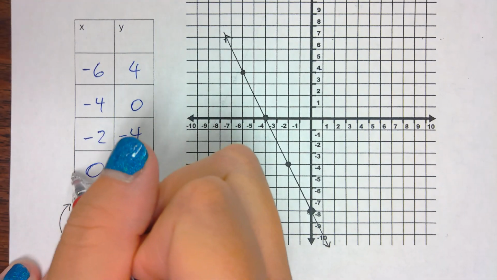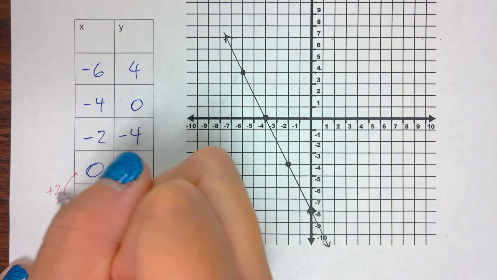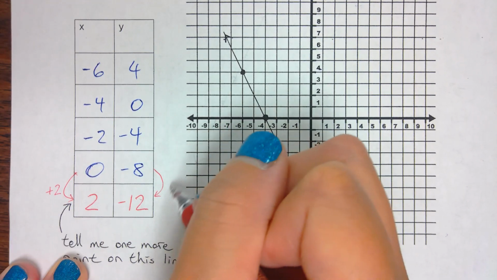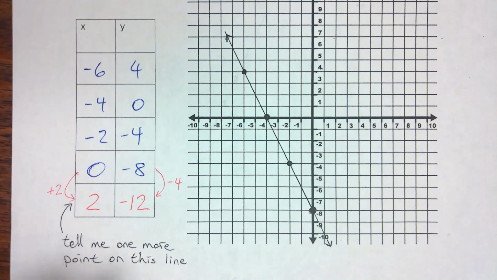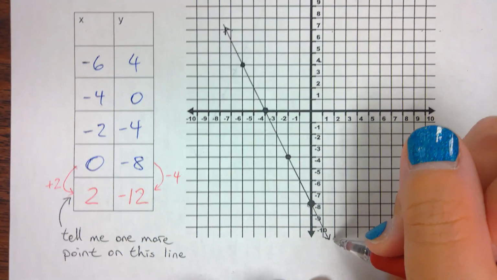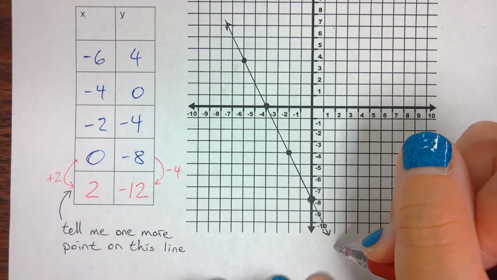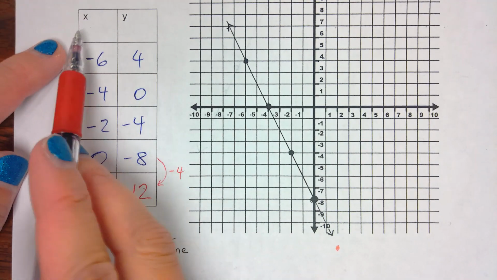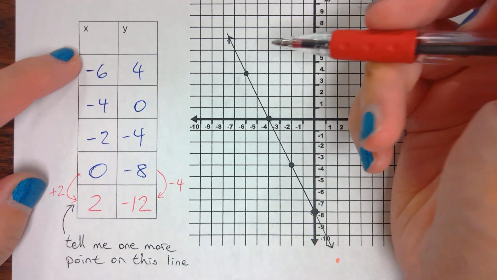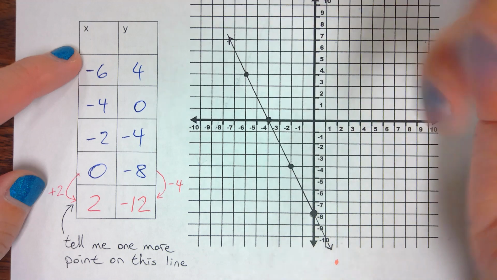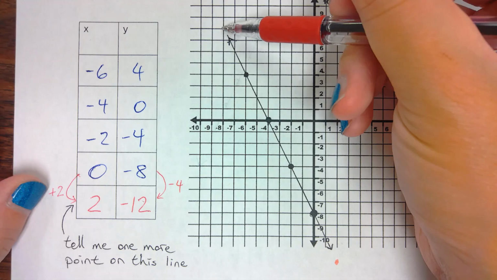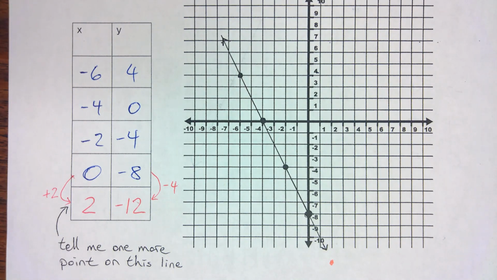What did you do? From the x, it's always -2 each time. Yep. And y is always -4. Perfect. And so if I were to plot this 2, -12, it would come around right here. Similarly, I could have done the other side and done -8 and 8, which is over here. So remember your points, any other point, it could be on either side of that line.